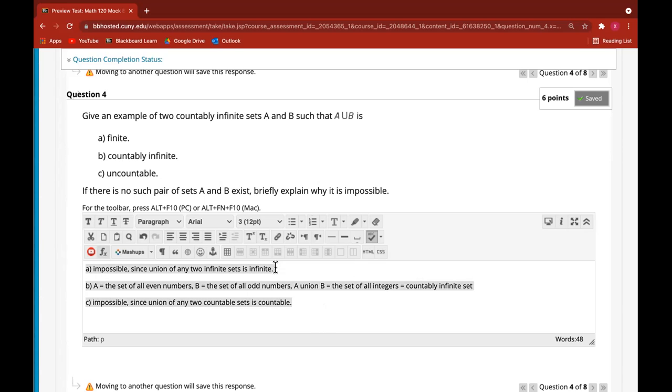So any questions here? You can just use the words union and intersection. You don't need to use a symbol. Or you can use "and" or "or". Intersection means "and", union means "or".